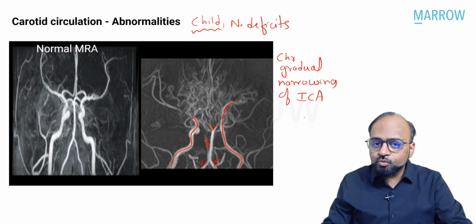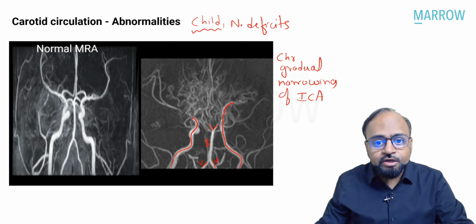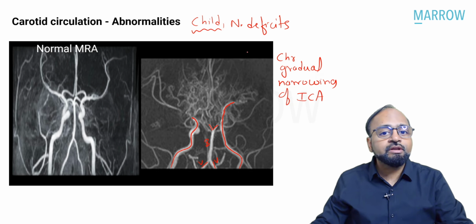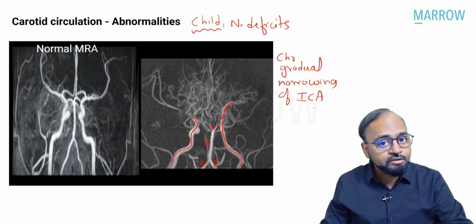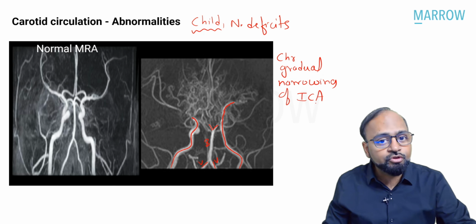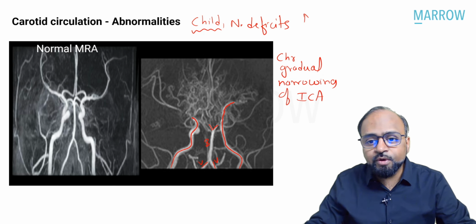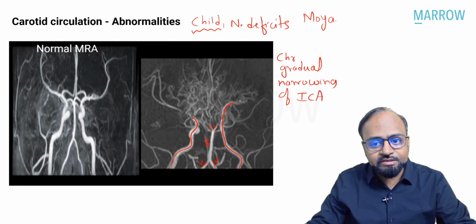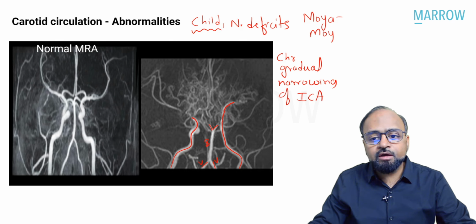Can you sense what the diagnosis is here? Anyone? Yes. So what condition in children gives rise to a chronic gradual narrowing of the internal carotid artery? The child is presenting with neurological deficits. What is this condition? Anyone? Yes, this is Moyamoya disease. Funny name, right?